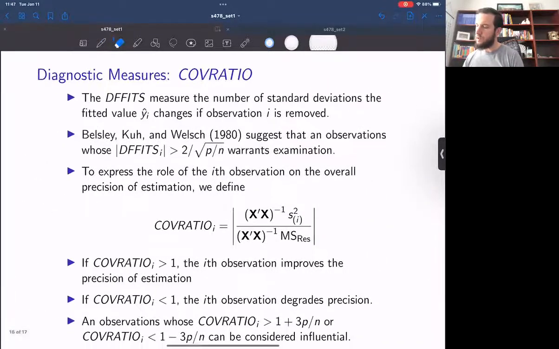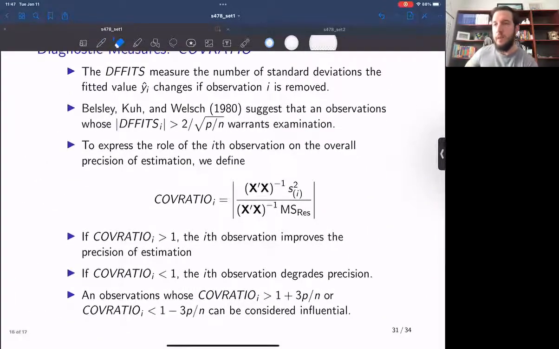And in this situation, similar to before, we say if the absolute value of the DFFITS exceeds 2 times the square root of p over n, that observation could play a significant role in affecting the outcome of the prediction of the regression line. So we could look at this as an influential point as well.